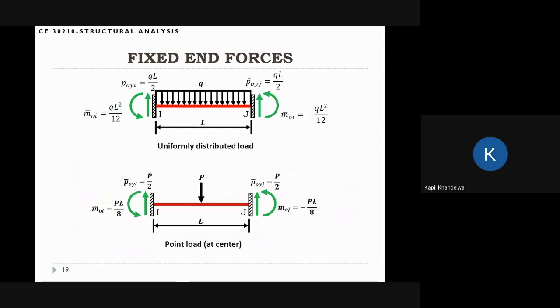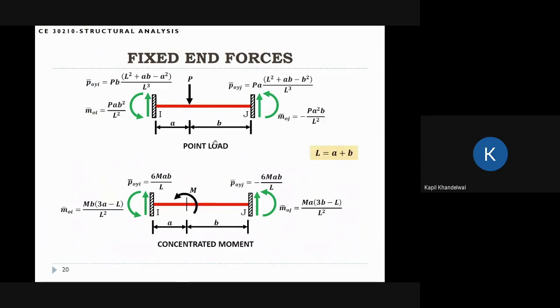Let me show you some more crazy distributions here. This is a case where the point load is not acting at the center, but we still have some complicated expressions, but they can be evaluated. There are some algebraic expressions here. And in the second case, there is a concentrated moment. So instead of the load, we can apply a concentrated moment. If there is a concentrated moment acting at a distance that is not at the center, these are the values of the fixed end forces and the moments. You can see that this is the shear here, this is the shear here, and these are the moments at the I and J end.